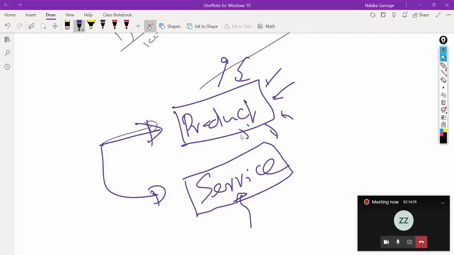But when you take the world, so many product oriented businesses are there. Nokia, Apple, Toyota, Tesla, Siemens. They all are product oriented businesses. In Sri Lanka we have very few brands like that, right?